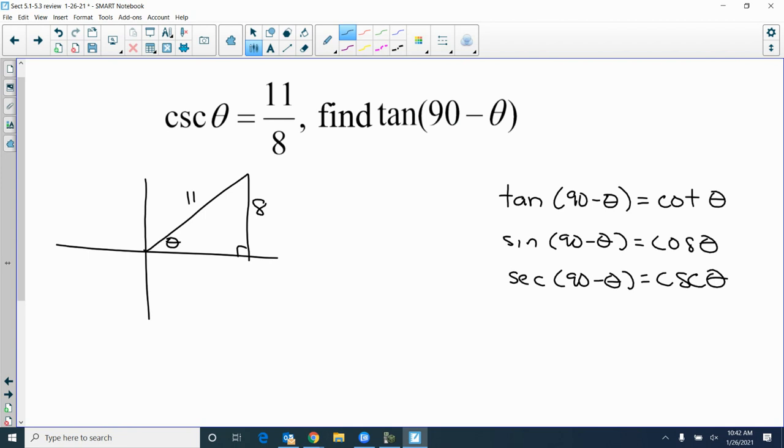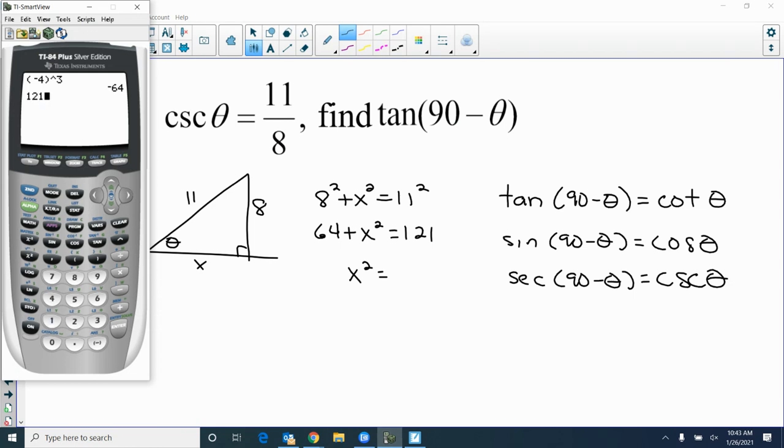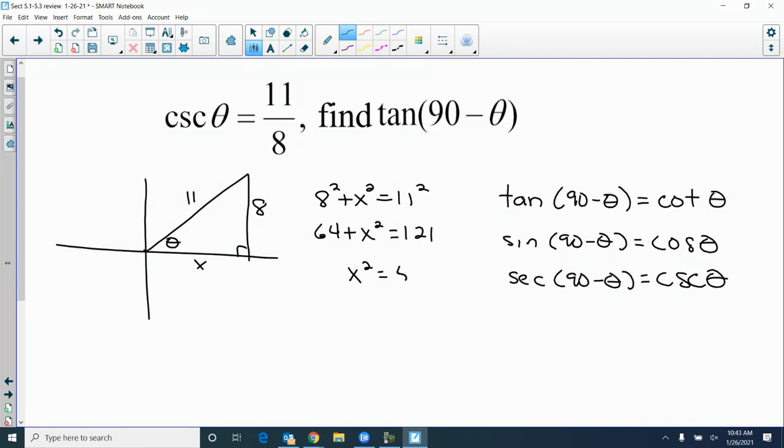But you're going to get, I'll call it x. 8 squared plus x squared equals 11 squared. Subtract 64. And then get 57. X equals square root of 57. I don't think that simplifies.